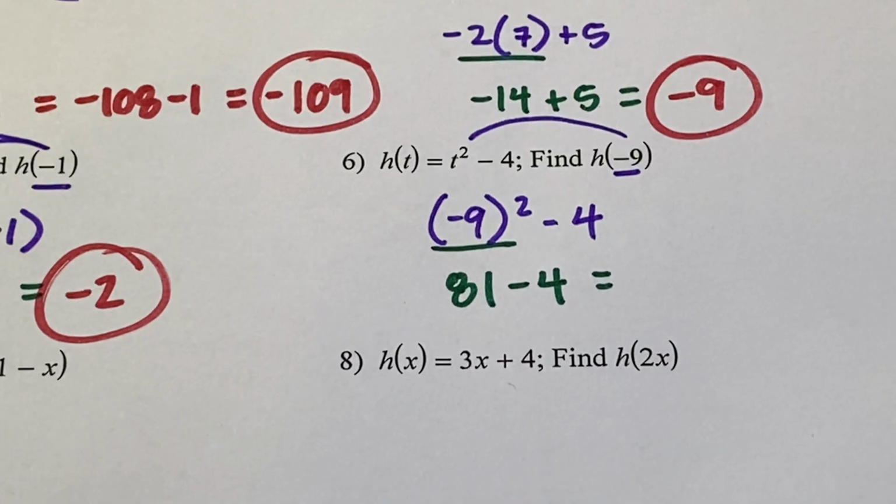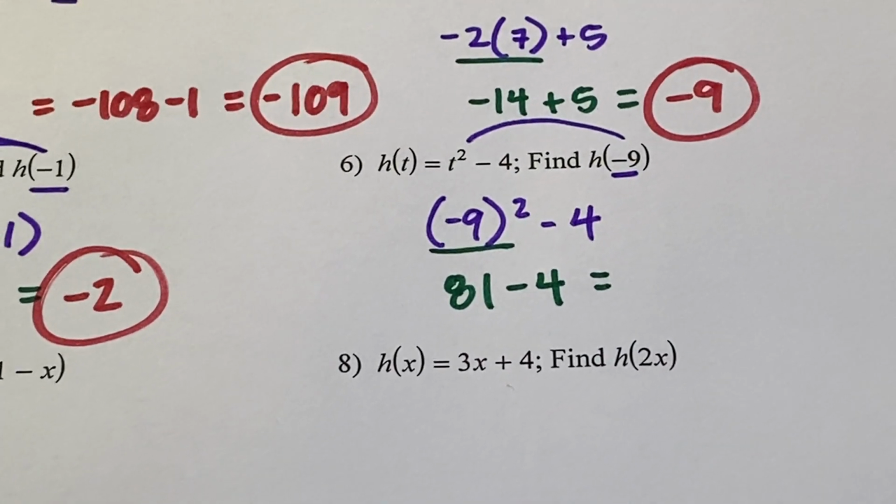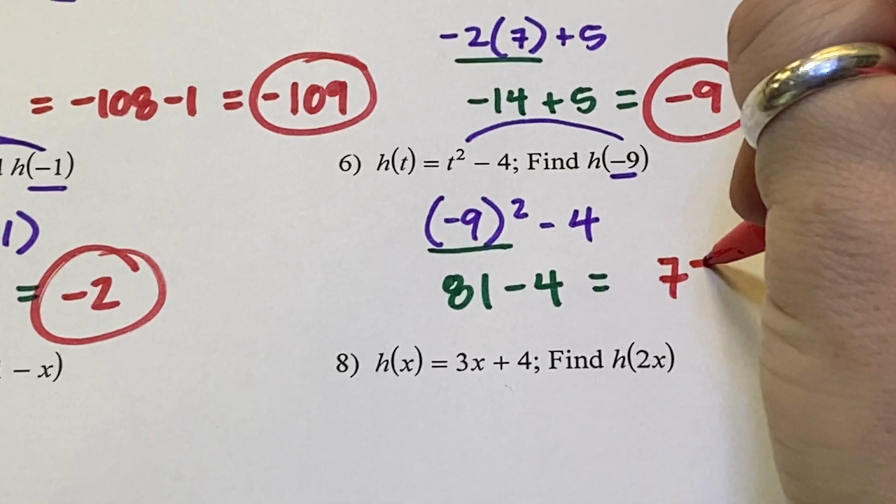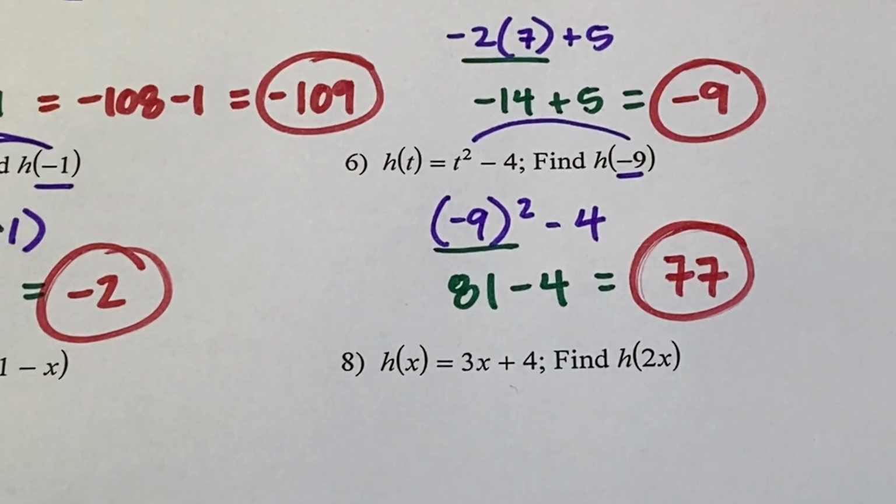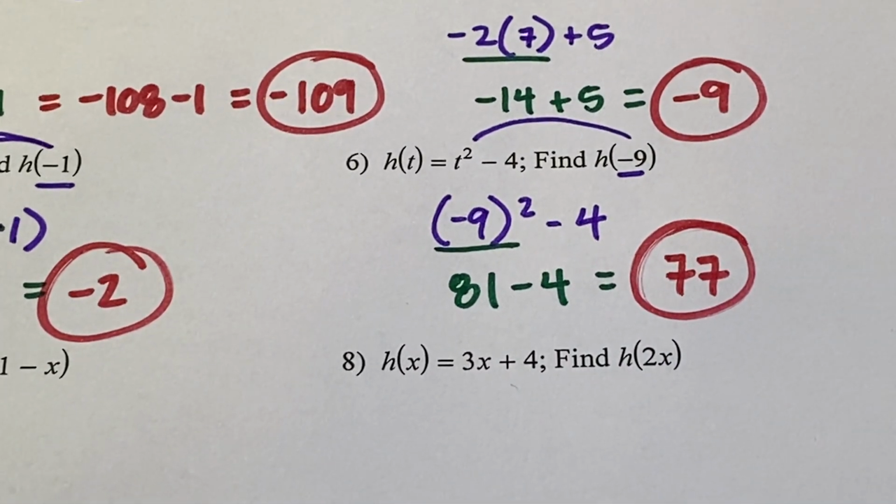Okay, what is 81 minus 4? 77. Beautiful. Look how fast. Boom. That's all we're doing.